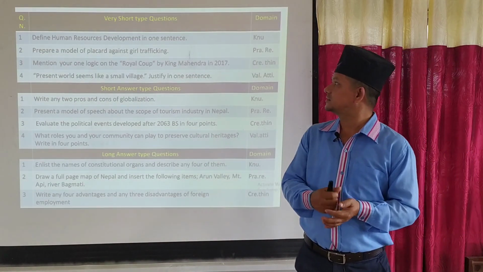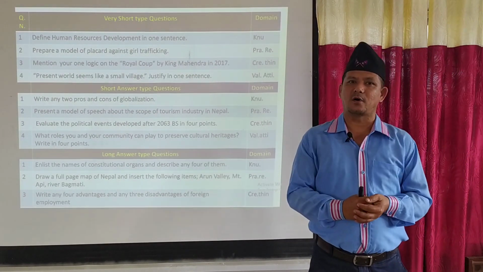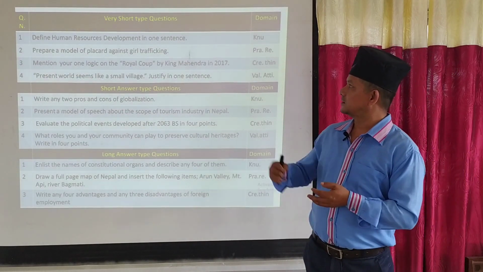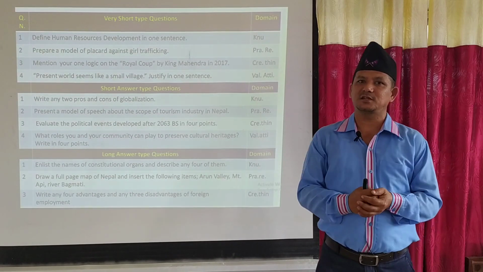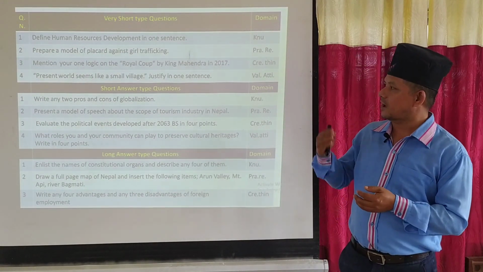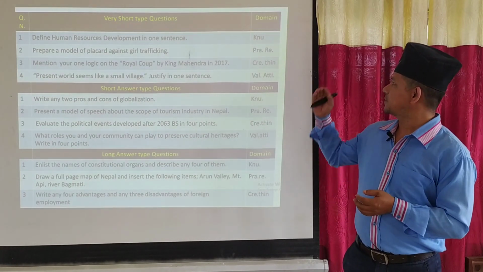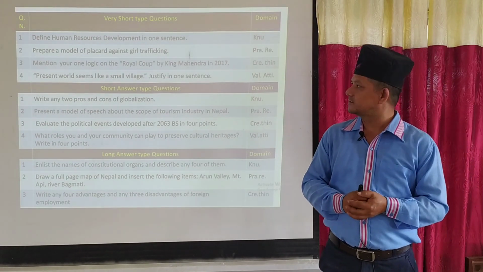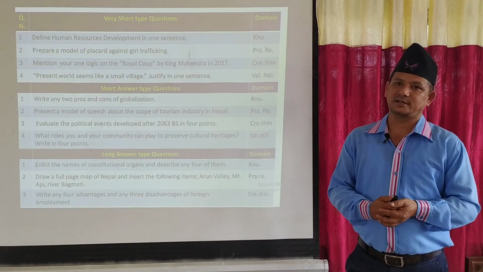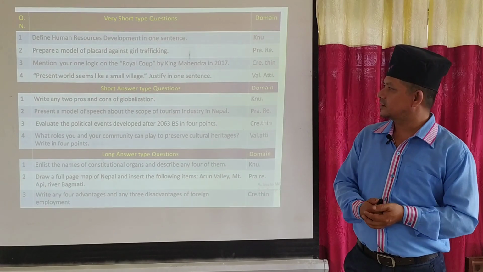Okay. And now next I am going to talk about the model of questions from different domains. As you can see here, the first group of questions, the first 4 questions, they belong to very short type questions. Here I have tried to include 4 questions, very short questions from each domain. The first question, as you can say, define human resource development in one sentence. So, this question belongs to knowledge and understanding domain.